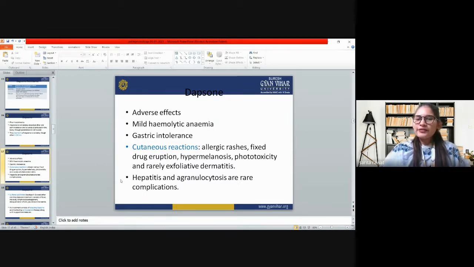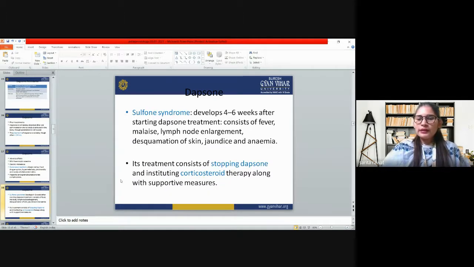Now, dapsone adverse effects include mild hemolytic anemia, gastric intolerance, cutaneous reactions, that is allergic rashes, fixed drug eruptions, hypermelanosis, phototoxicity, and rarely exfoliative dermatitis. Hepatitis and agranulocytosis are very rare complications with dapsone.